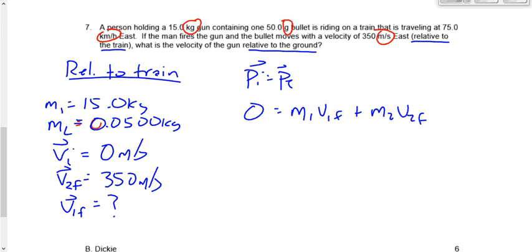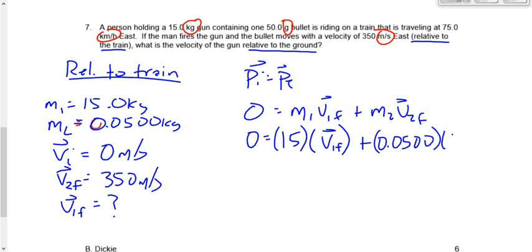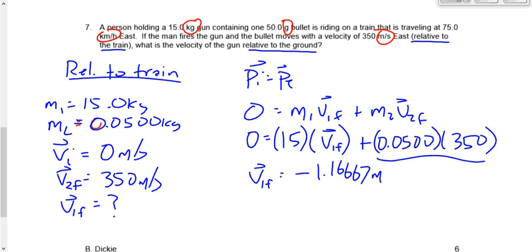Now, mathematically, this is pretty straightforward. M1 is 15 times V1F, that's what we're looking for here, plus 0.0500 times V2F, which is 350. Okay, solve this, take it to the other side by subtracting. When I do that, I get a V1F of negative 1.16667 meters per second. Okay, what have I just solved for? The velocity of the gun relative to the train.